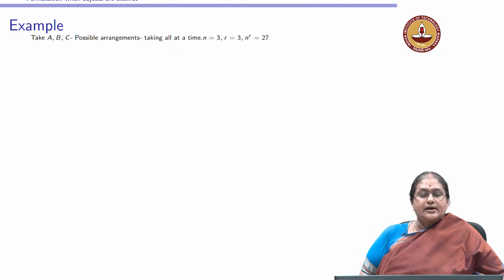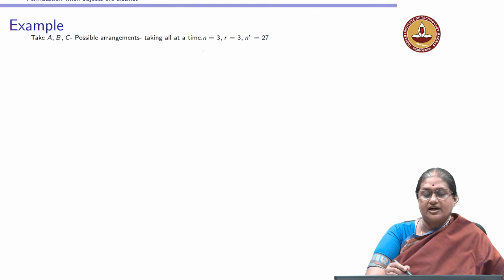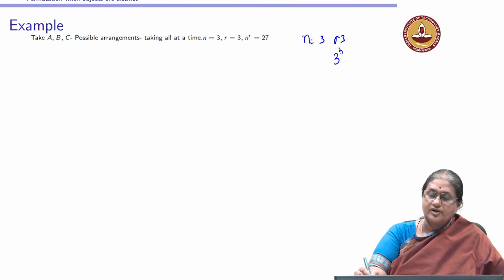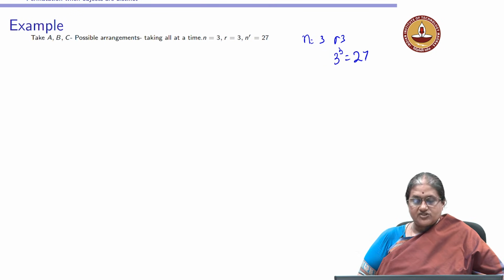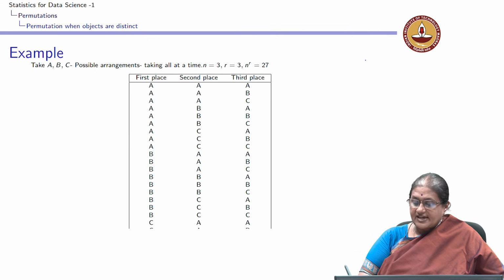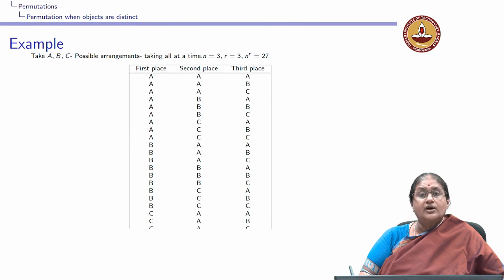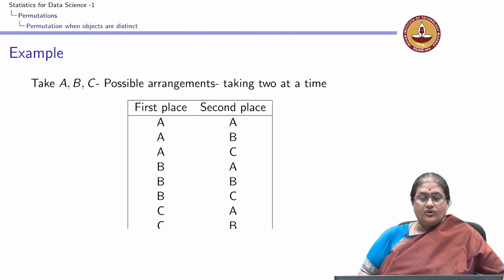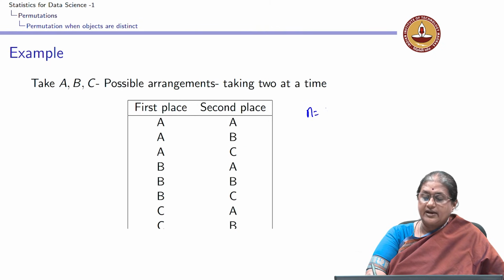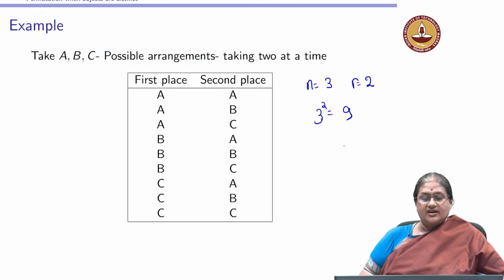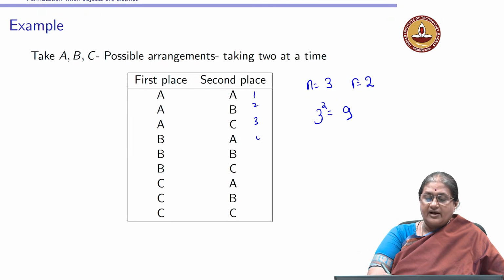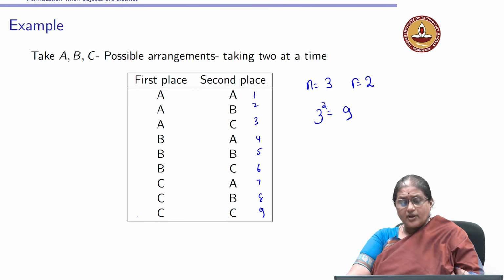So, in the earlier example, when I had a, b, c and I am taking all at a time, I had n equal to 3, r also equal to 3, 3 to the power of 3 is 27, and we saw that we had 27 arrangements possible. Similarly, when I looked at the case taking 2 at a time, n equal to 3, r equal to 2, n to the power of r is 3 to the power of 2, which is 9, and we have seen that there are 9 distinct arrangements possible in this case. Okay.